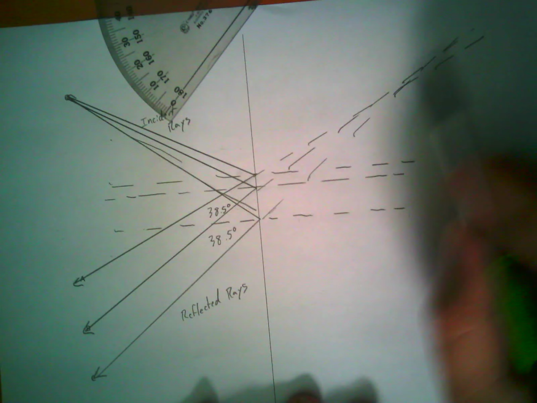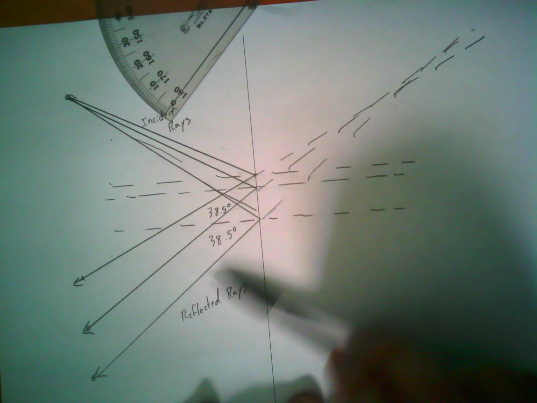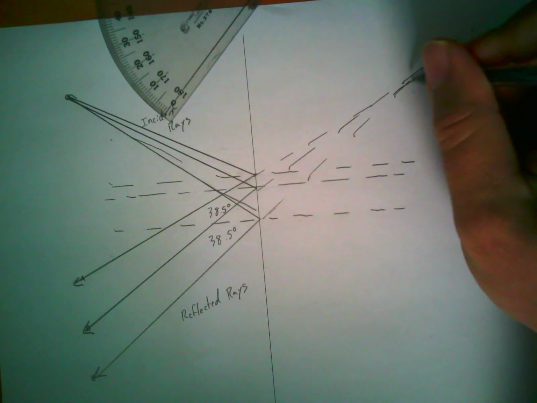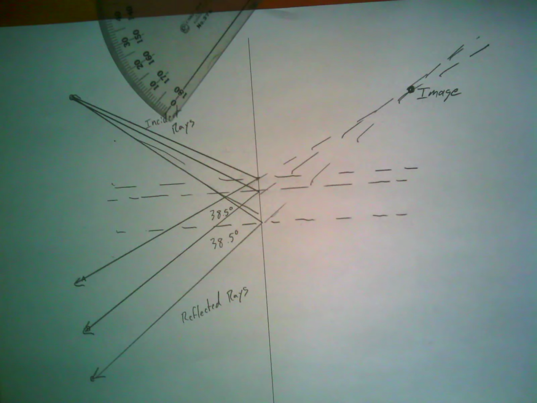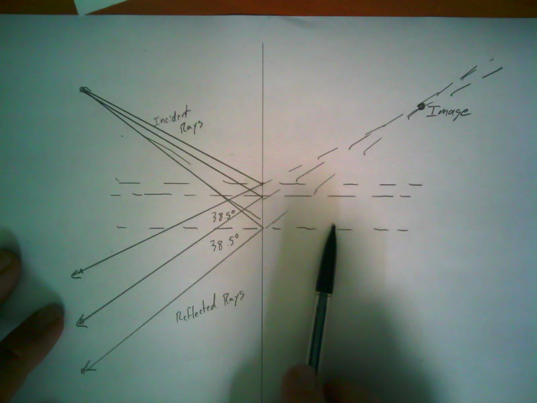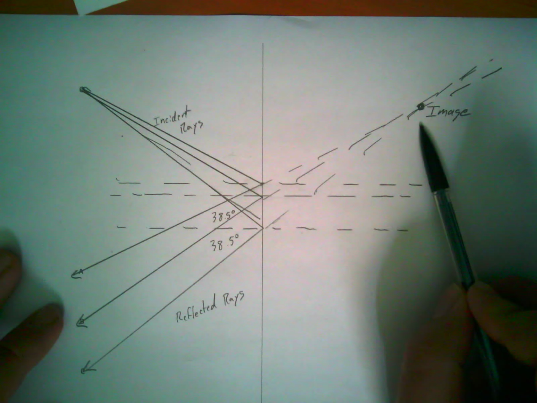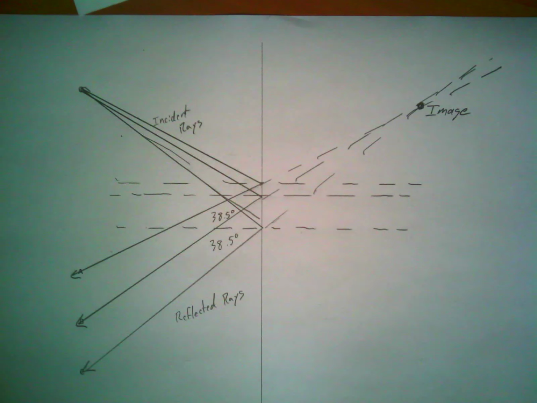Now notice all three of these reflected rays seem to be coming from the other side of the mirror. This is where it looks like the light was coming from. And where they intersect, this is where the image is formed. Once you have your incident rays, your reflected rays, your normal lines, your traced back reflected rays, your image, and your angles drawn and labeled, then you are done with this part of the lab.